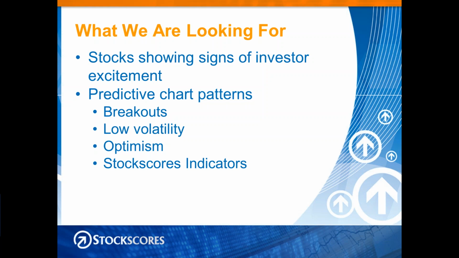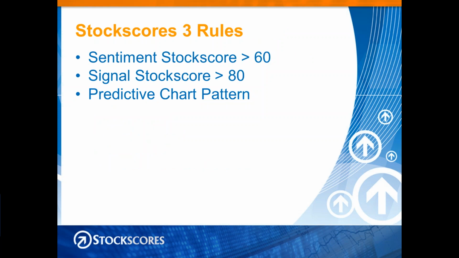But going back to the webinar I did last Thursday, it's a lot of those concepts we talk about. Breakouts through resistance, from low price volatility, from optimism, which is rising bottoms. And we're going to add in tonight the use of the stock scores indicators. We have 3 rules for this particular strategy. The sentiment stock score needs to be greater than 60. The signal stock score needs to be greater than 80. And we want to see a predictive chart pattern.